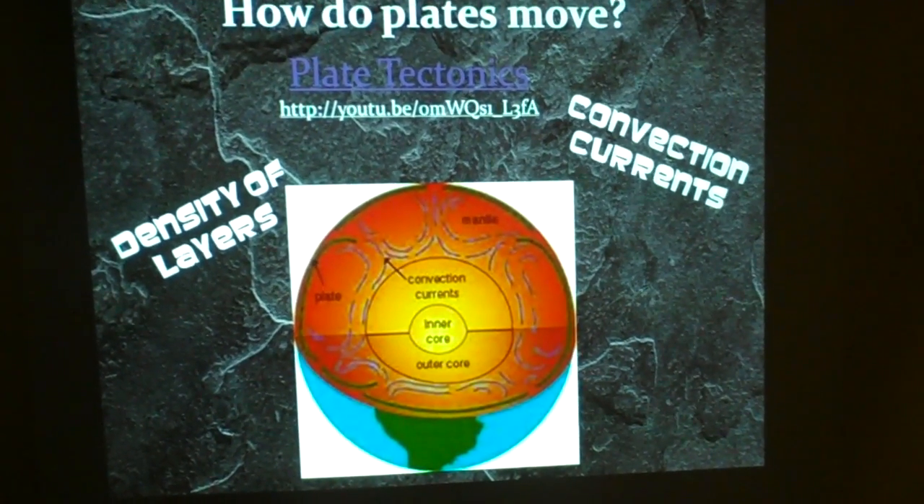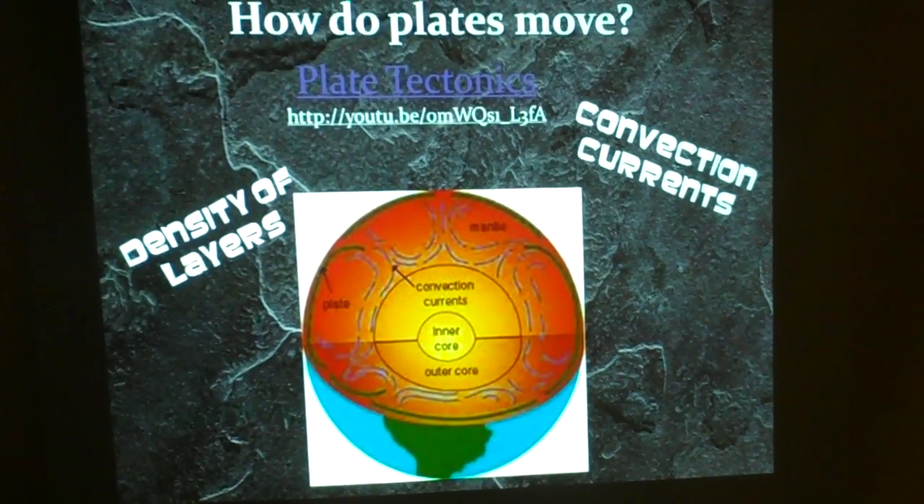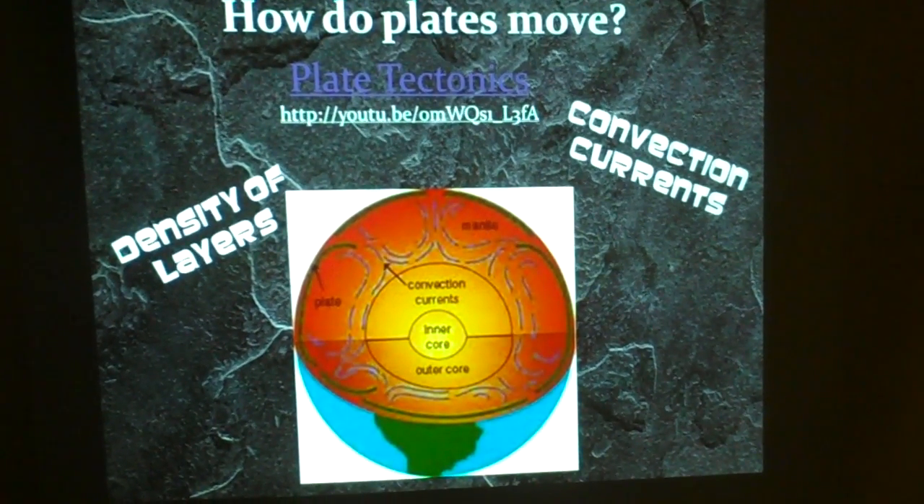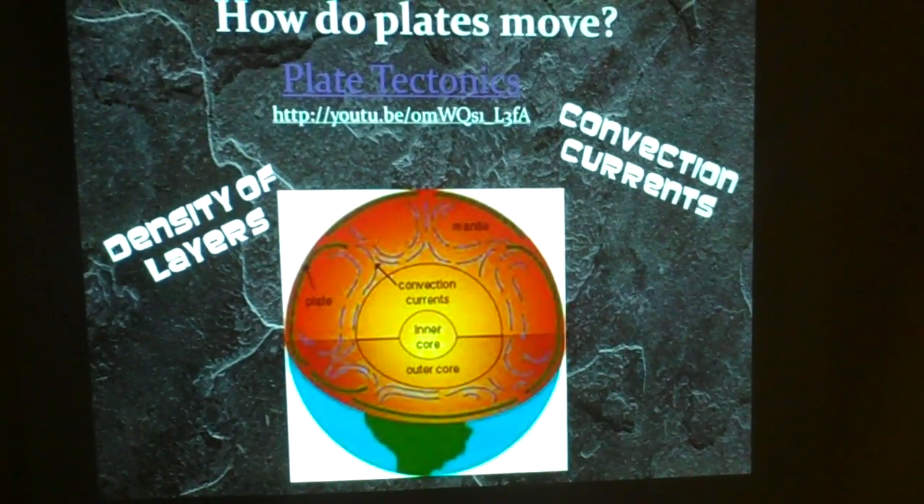How do the plates move? The main reason is convection currents. These currents are within the mantle, and as they move, they cause the asthenosphere to move around the molten layer, and the plates float on top of it.